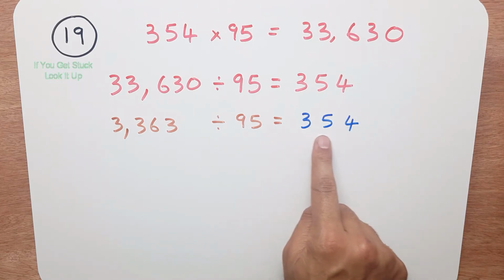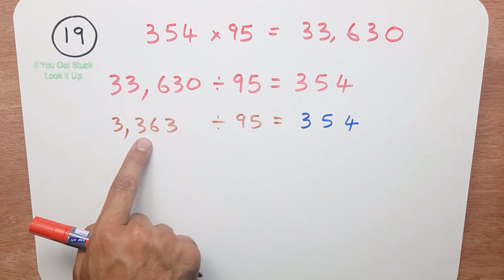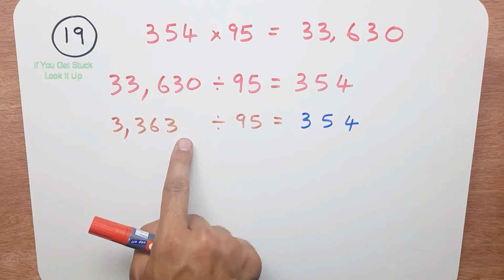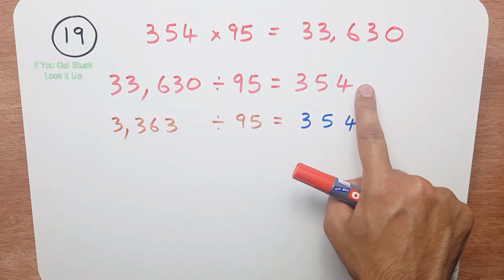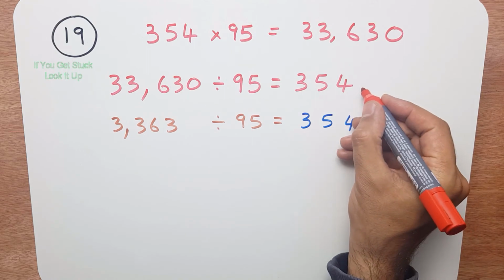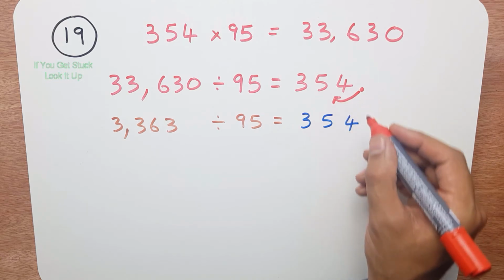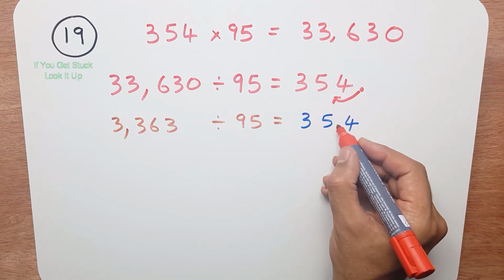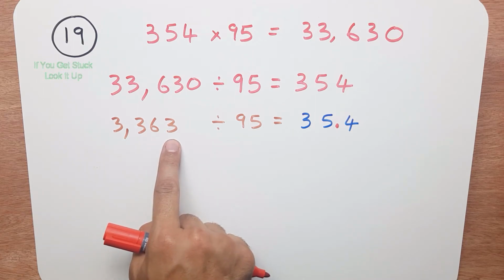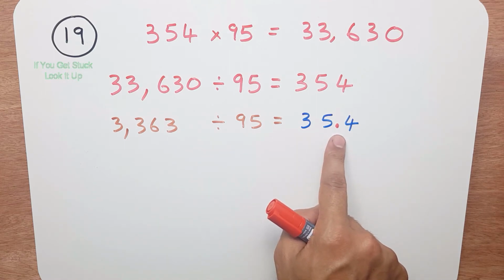Now we need to put the decimal point in the right place. Now this number is 10 times smaller than the original number. So our answer is going to be 10 times smaller. So how do I make this number 10 times smaller? The decimal point is there, so all I do is move it back one place. So if I move the decimal point back one place, it ends up here. So I know 3,363 divided by 95 is 35.4.